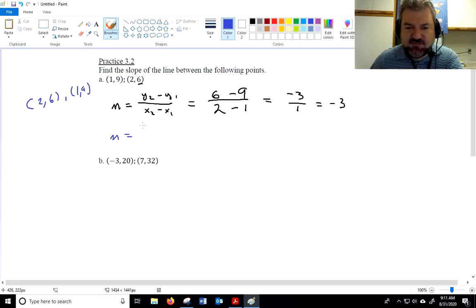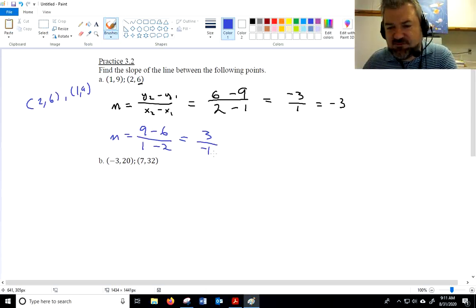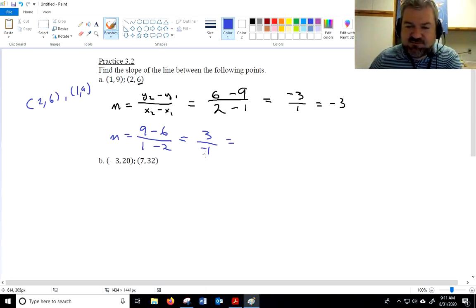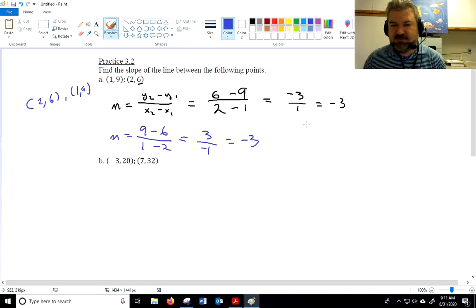Now my y2 is 9, and my y1 is 6. My x2 is 1, and my x1 is 2. Well, 9 minus 6 is a positive 3, and 1 minus 2 is a negative 1. So the negative appears on a different number, but a positive divided by a negative is still a negative 3. So you get the same value as long as you don't mix them up. As long as you establish which point is your x2, y2, and which point is your x1, y1, you'll get the right answer no matter which way you go.